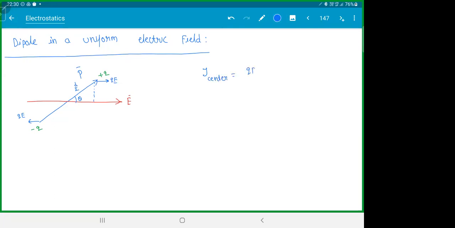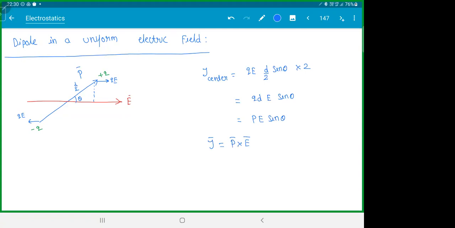So torque about the center will be Q into E. The perpendicular distance is d by 2 sine theta, into 2 times, because there are two of them. This will be QdE into sine theta. Q into d is P, so PE sine theta. This is the formula. So torque due to a dipole is given by P cross E. It's a cross product.